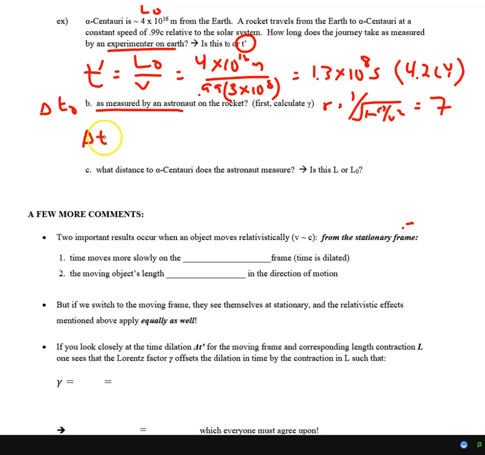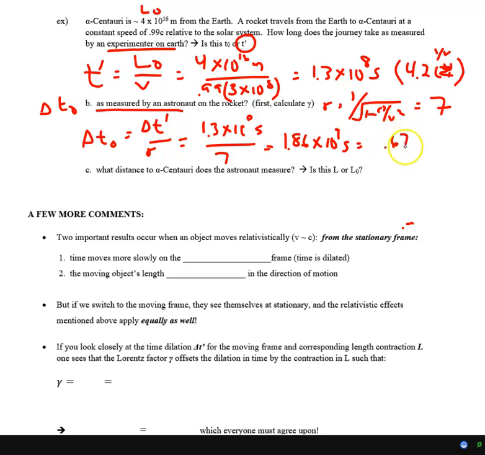So we can say delta t naught, the time elapsed for this event, is equal to delta t prime divided by gamma. So that's the 1.3 times 10 to the 8th seconds divided by 7. And we get 1.86 times 10 to the 7th seconds. I'm sorry, I put light years up here. This is 4.2 years. I think it's easier to look at this in years: 0.67 years.